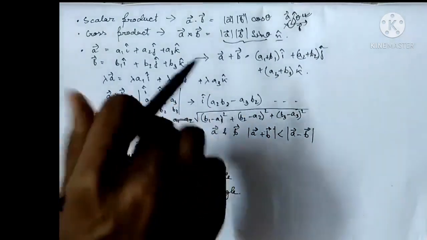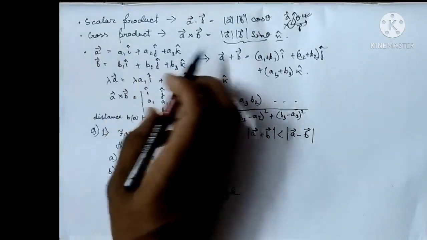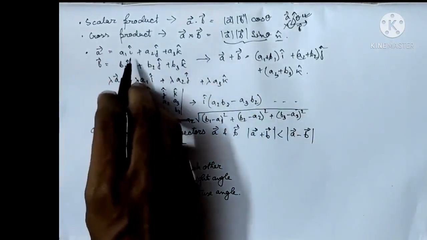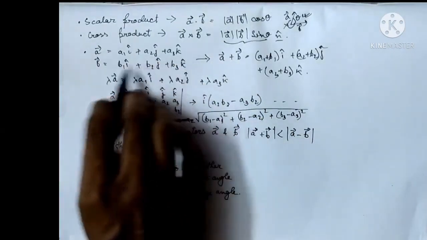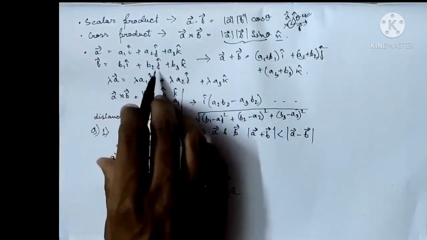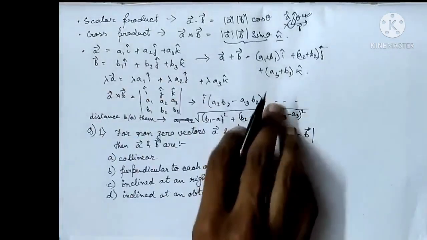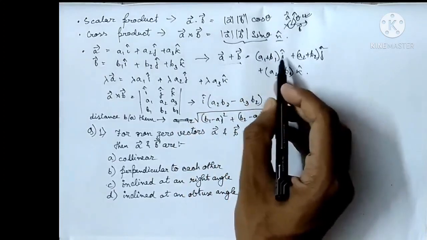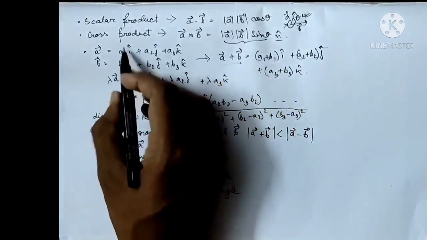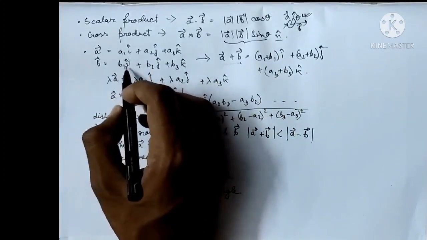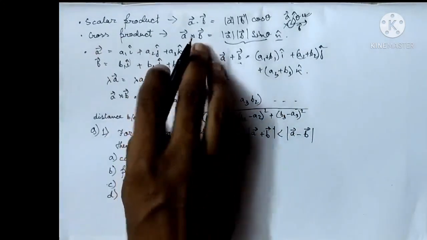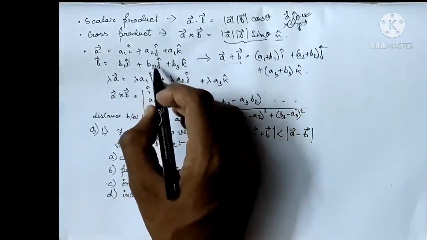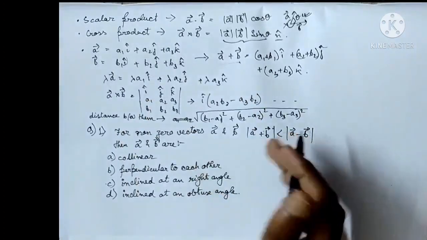Now we take two vectors, A vector and B vector. A vector is A1 i cap plus A2 j cap plus A3 k cap. B vector is B1 i cap plus B2 j cap plus B3 k cap. If we add these two vectors, we add it as A1 plus B1 whole i cap, the terms with the i cap get added, and similarly the part with the j cap. You are adding the vectors, the directions.